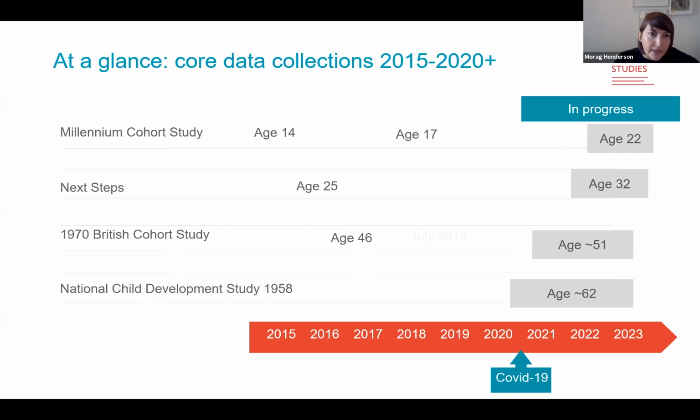So currently then we're in the field, actually with all of the studies, which is unbelievably unique. It's partly because COVID delayed the interviews. So the Millennium Cohort Study is about to go into the field for age 22, Next Steps about to go into the field for age 32, BCS and NCDS are in the field at age 62. So if you can just picture for the NCDS, they were born in 1958.